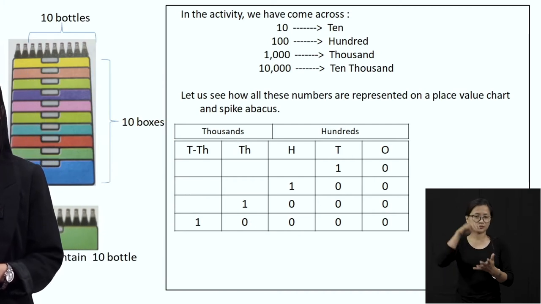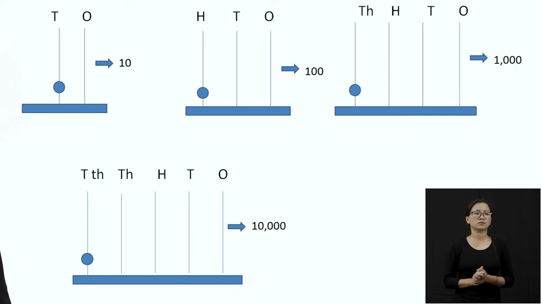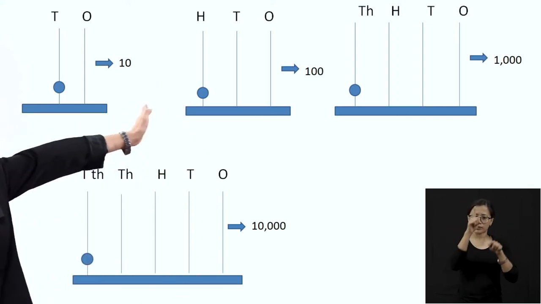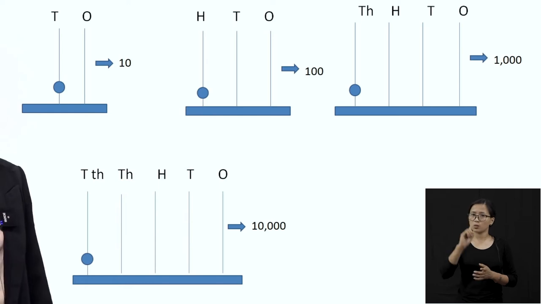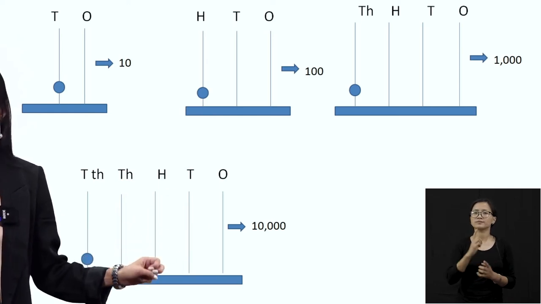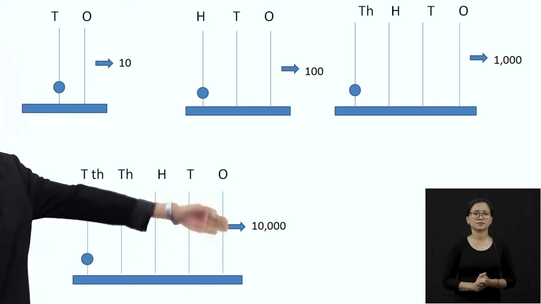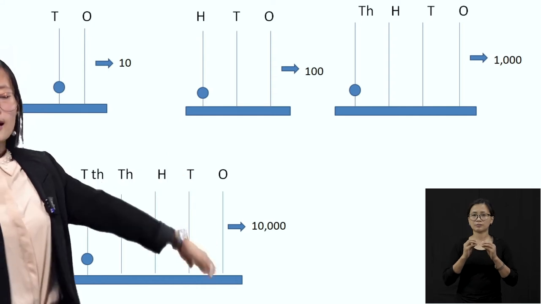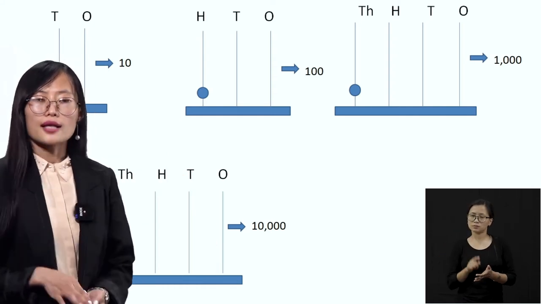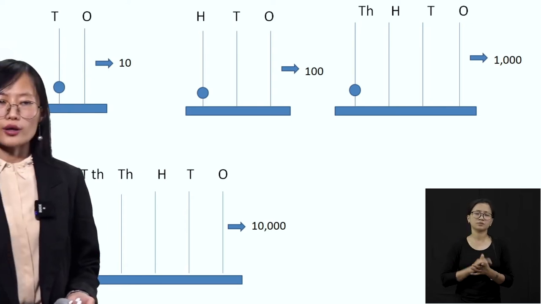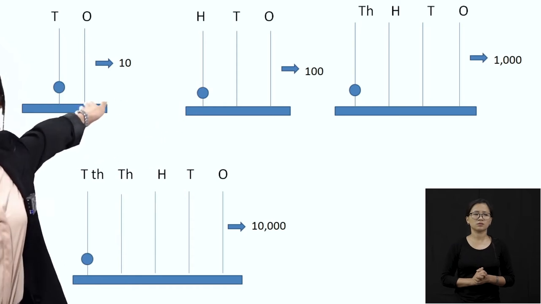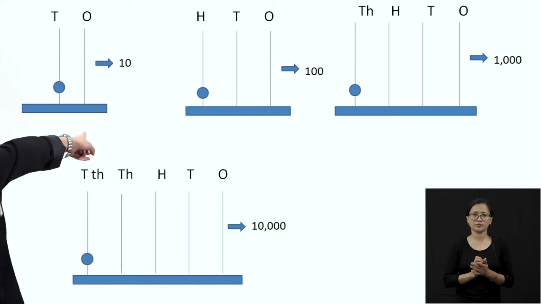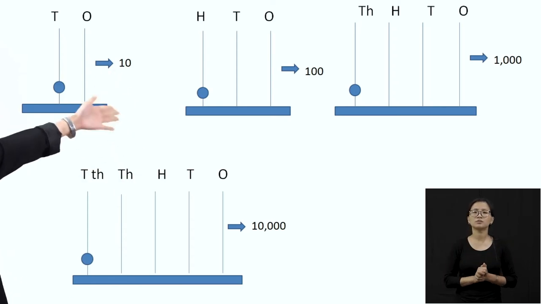So now let's learn about the spike abacus. See, the first one has only two rods, and the rightmost represents ones, and the next to the right represents tens, just like the place value chart. On these two rods, if you see the rightmost, it is blank. Why? Because the first number is zero, and zero is nothing. Zero has no value. So it is blank. The next number you have is one bead. So 10 is written on the abacus like this, as shown in the picture.